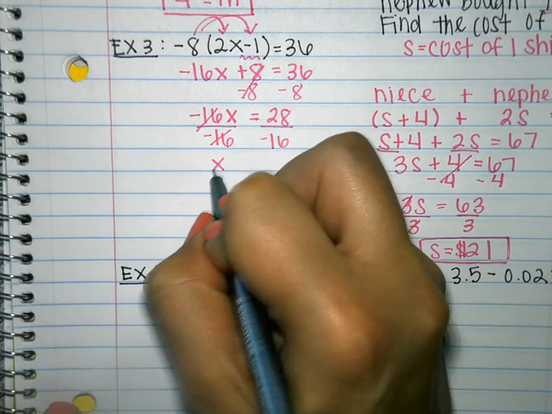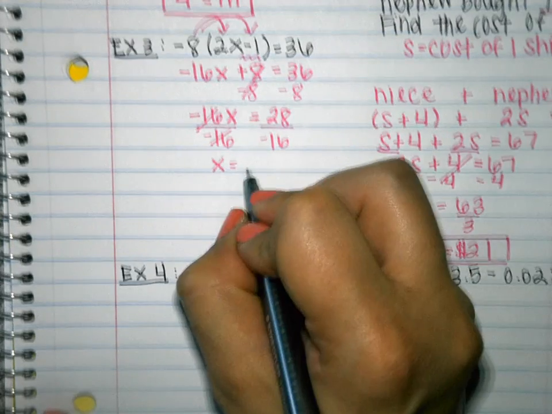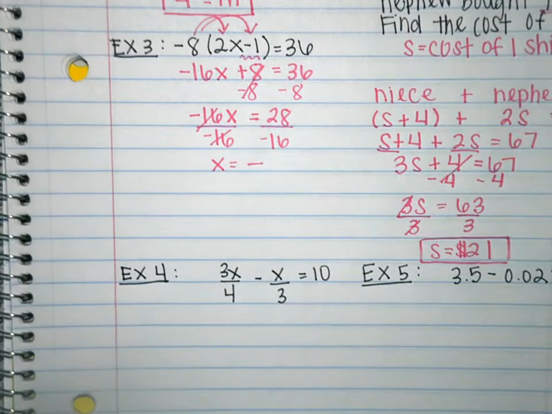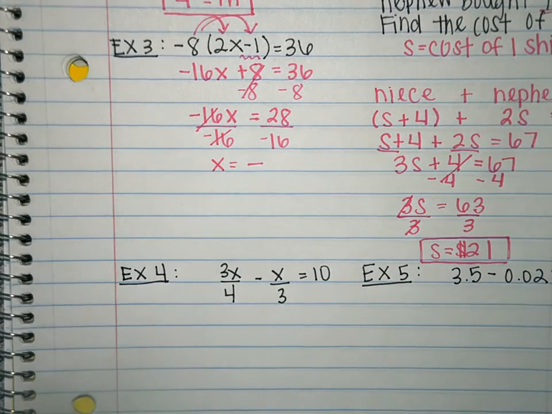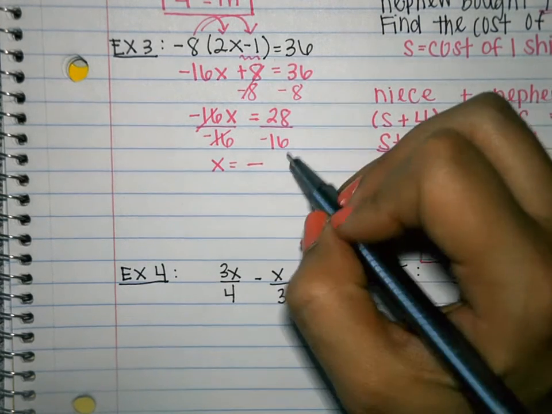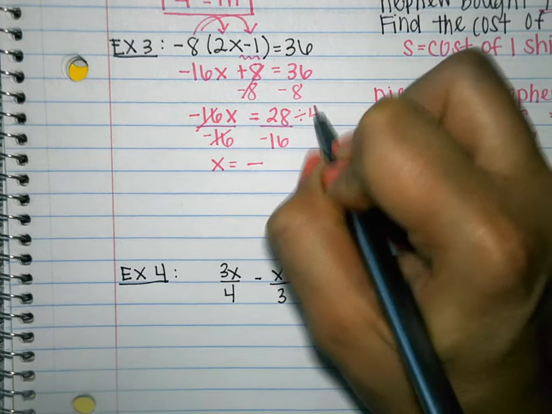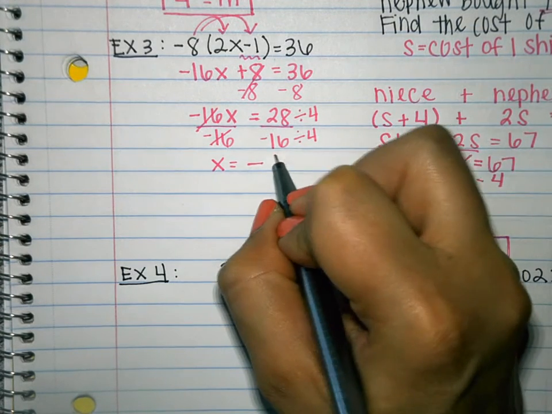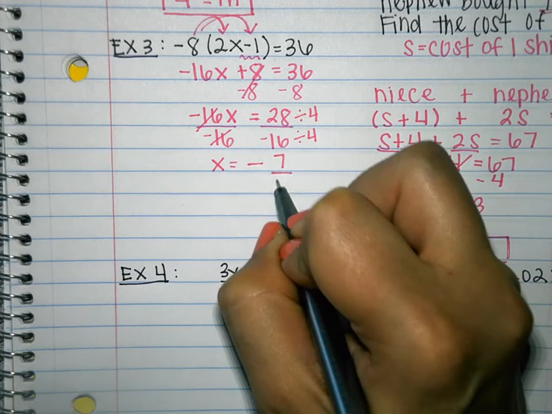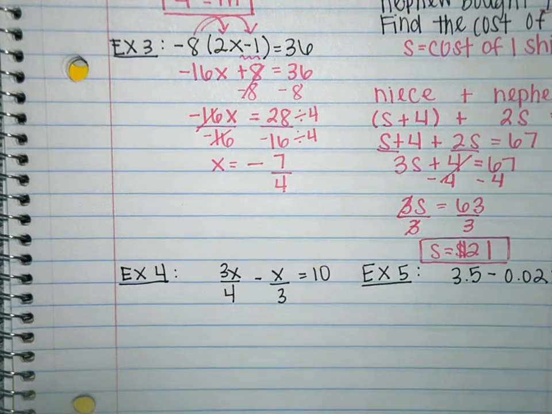So we get x equals, a positive divided by a negative gives me a negative, but 16 does not go into 28 evenly. So I'm going to leave my answer as a fraction, but I need to reduce. 28 and 16 both reduce by 4, so I'm going to divide the top and bottom by 4. 4 goes into 28 7 times, and 4 goes into 16 4 times. So you can give me your answer like that.